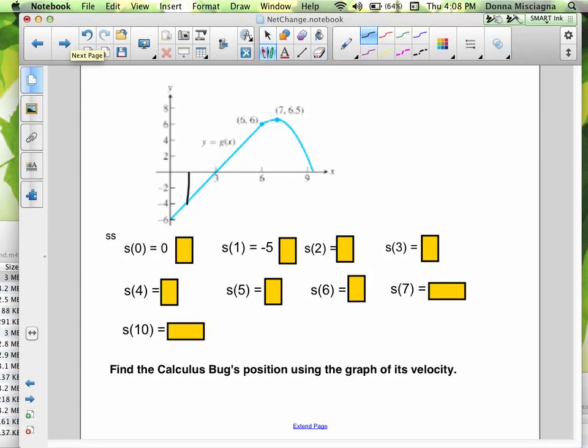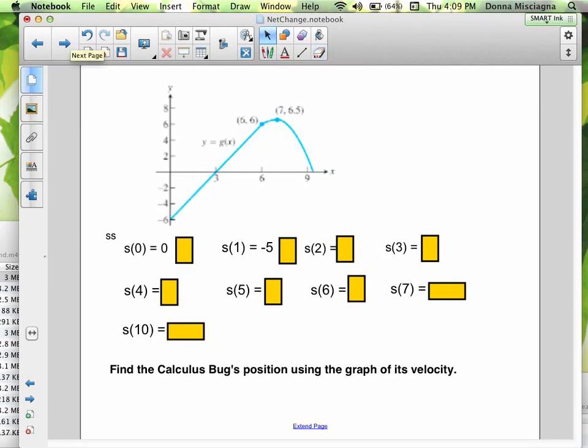All right, so I see I have a trapezoid. So this side here is at 6. This side here is at 4, and these are both negative. And this, it would be 1. So we would have 6 plus 4 is 10. Half of 10 is 5. So -5 times 1 is -5. So it's approximately traveled -5 units. All right, so try. S of 2. Where is the calculus bug at S of 2?